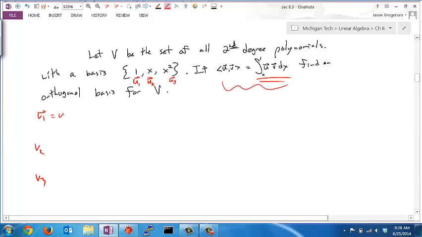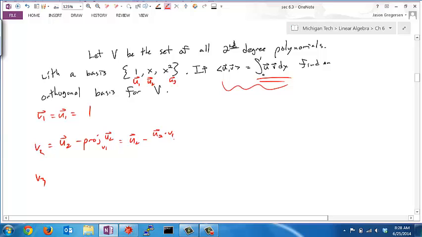It's just U1. And so in this case, it's just the number 1. And then I want to find V2. Well, I'm supposed to take my second U value and subtract the projection of U2 onto V1. And then we can write out what that means.